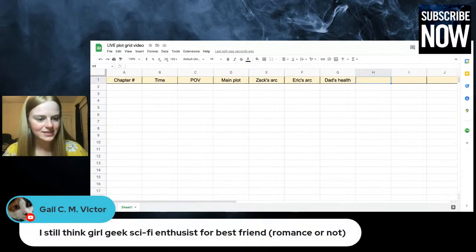Gail said, I still think girl geek sci-fi enthusiast for best friend, romance or not. Okay, yeah, no, I like it. I think that this story needs a little bit more girl power. If it's really focused on the brothers, I think having a little bit of a girl presence in the book would also be cool.